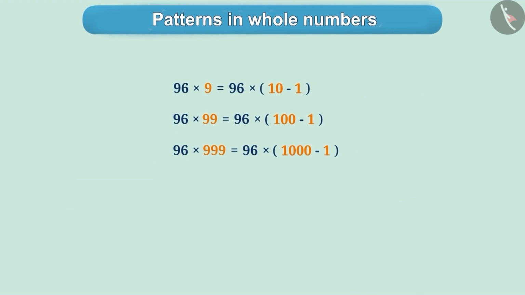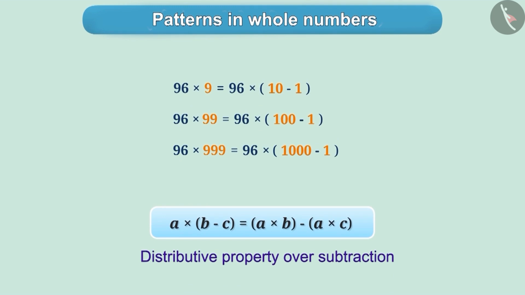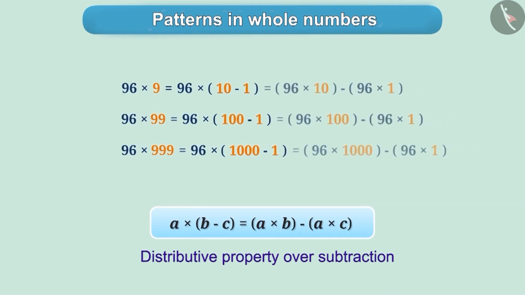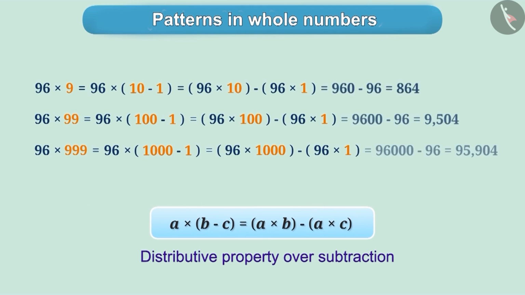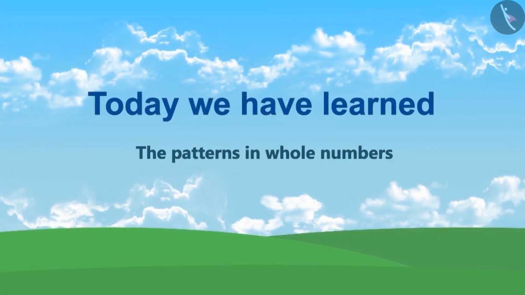Pause the video and try to understand this pattern. Here, instead of multiplying 9, 99, 999, we have multiplied 10 minus 1, 100 minus 1 and 1000 minus 1. By using the distributive property over subtraction, we can write it in this way and solve it easily. Today we have learned some interesting patterns in whole numbers. In the next video, we will learn some examples of patterns in whole numbers.